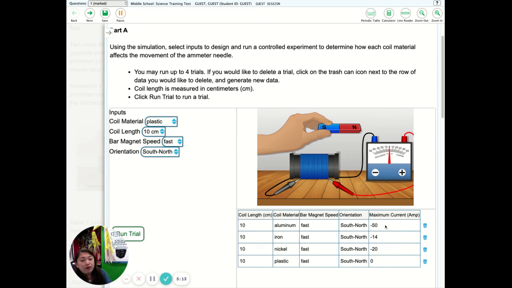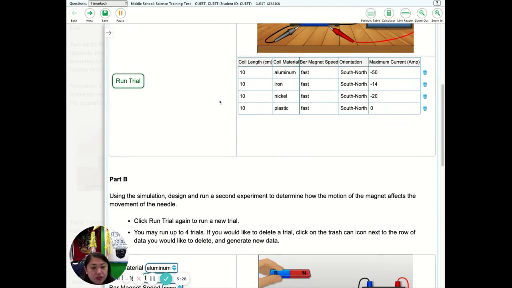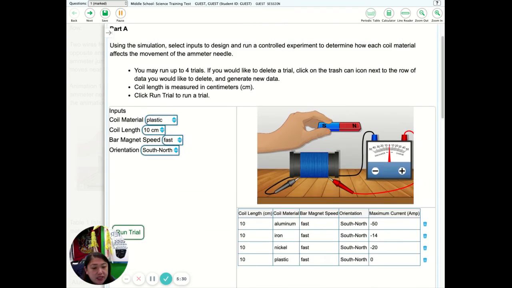Okay, so now we have data that we can actually look at. So in order to figure out how each coil material affects the movement of the ammeter needle, we can see that aluminum, iron, and nickel all gave us a current, but plastic did not. So we're going to scroll down then. We answered that question already because we now have our 4 trials. We have our 4 different coil materials, and we know how it affects the movement of the ammeter needle. Aluminum affects it the most, and plastic affects it the least.